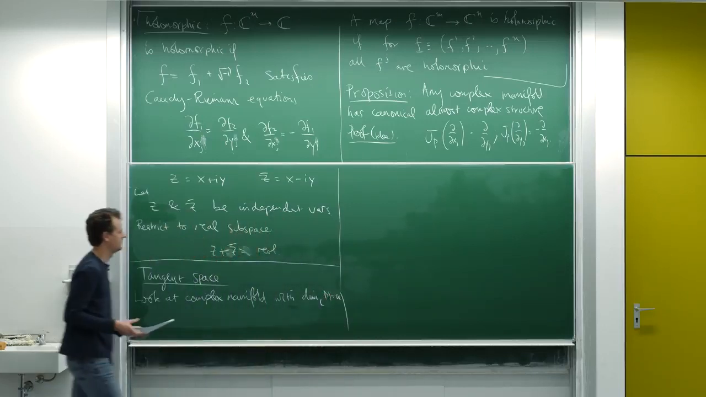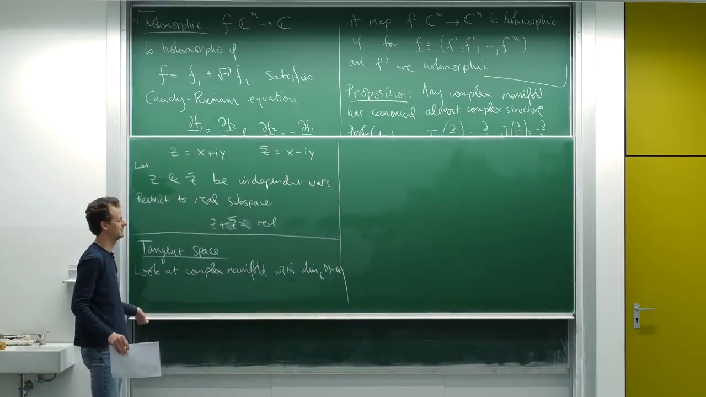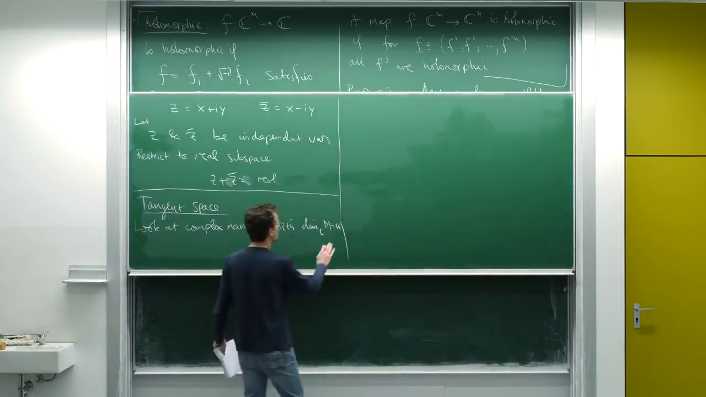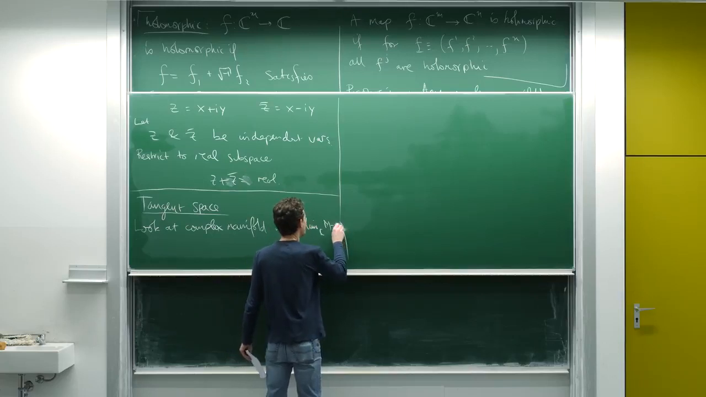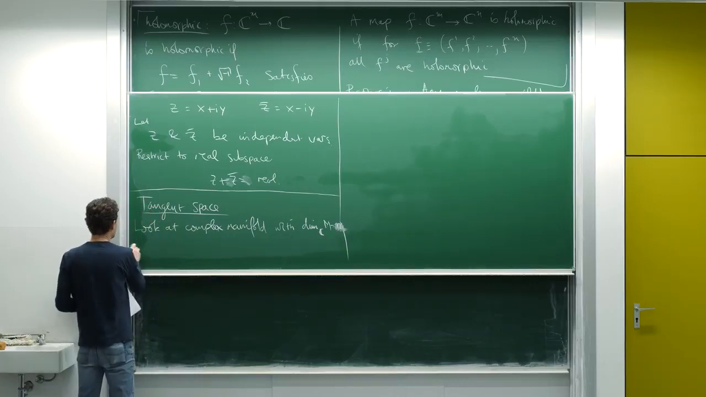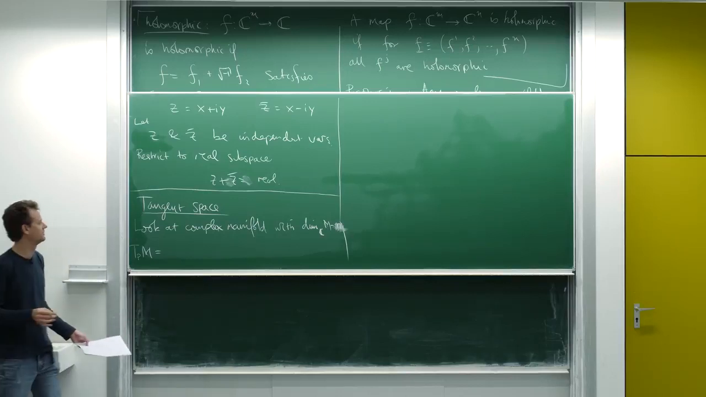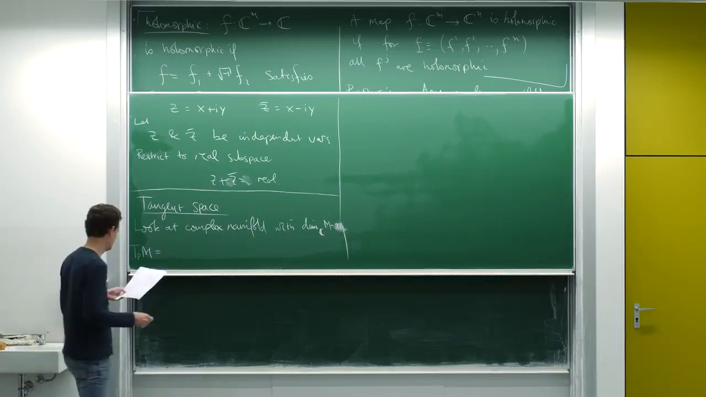So let's look at our favorite complex manifold with complex dimension n. And then we'll start by looking at the tangent space to M. So the tangent space to M is just the linear span of the real and imaginary parts.